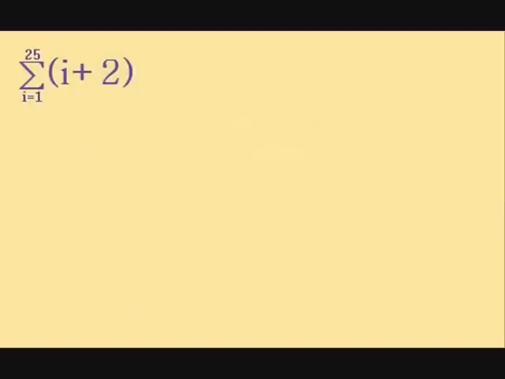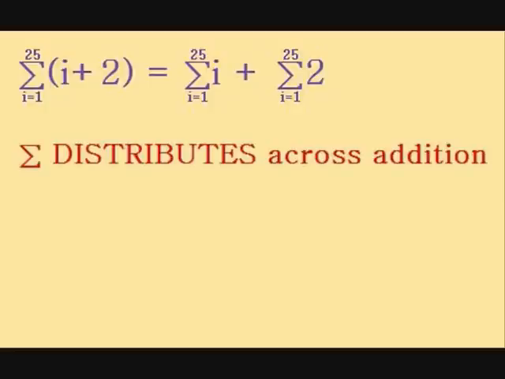These sums also have two nice properties. The first one concerns what to do if the expression you're trying to sum is itself the sum of two or more different expressions. Take this example. We're summing i plus 2, with i ranging from 1 to 25. Well, here we're allowed to split it into two sums, calculate them individually, and then add them together at the end. The jargon for this is sigma distributes across addition.